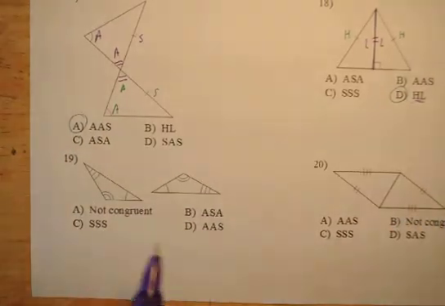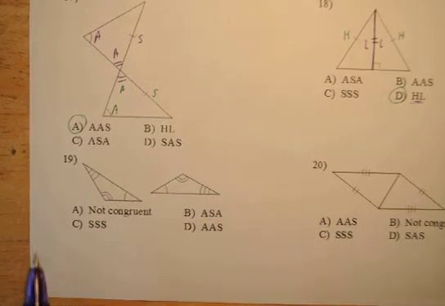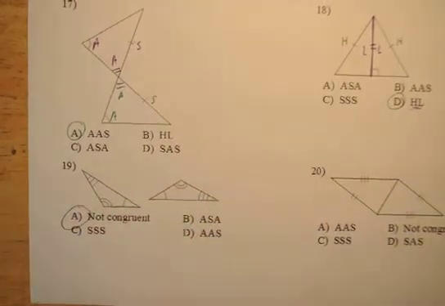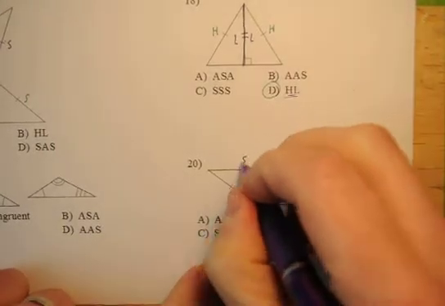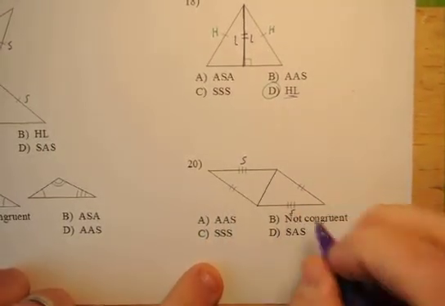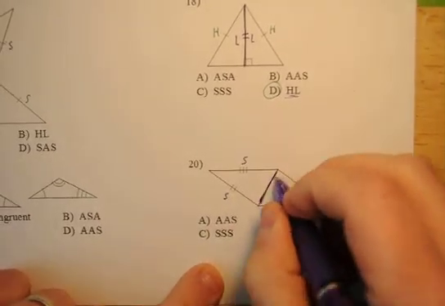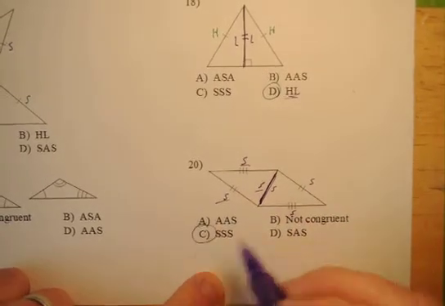Number 19, can you use angle, angle, angle? Angle, angle, angle is not one of the congruence shortcuts. So we're going to say not congruent. And then over here, we've got this side matches up with this side. We've got this side matches up with this side. We've got this side matches up with this side. This is side, side, side.